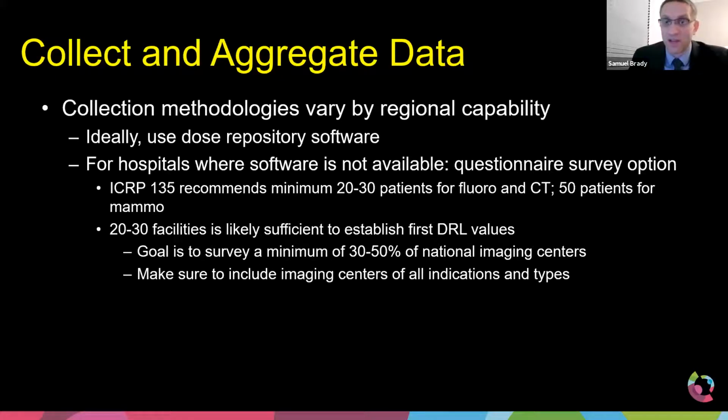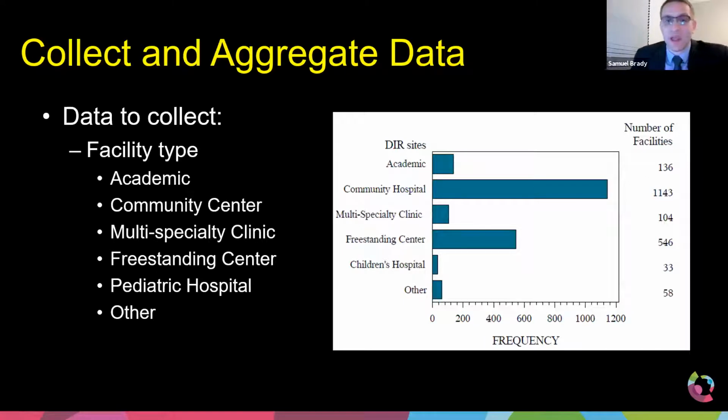Ultimately, you want to try to survey a minimum of about 30 to 50% of all the imaging centers in the hospitals in Thailand. So when you get the electronic system set up, you really want to grow it and expand it until you're at a minimum of 30 to 50% of all imaging centers. And that will give you a really good national DRL calculation. And when you do this, you need to make sure you evenly distribute your calculations among hospitals.